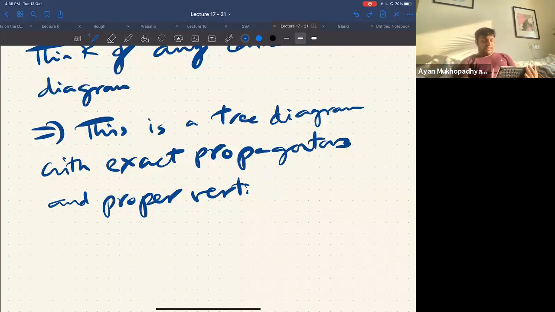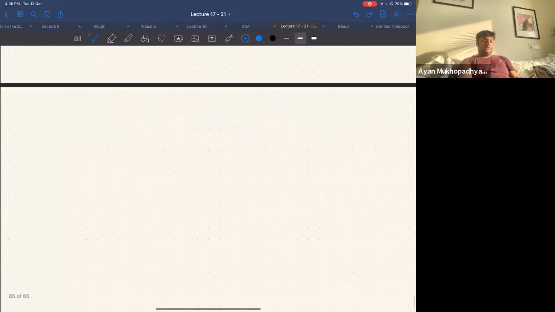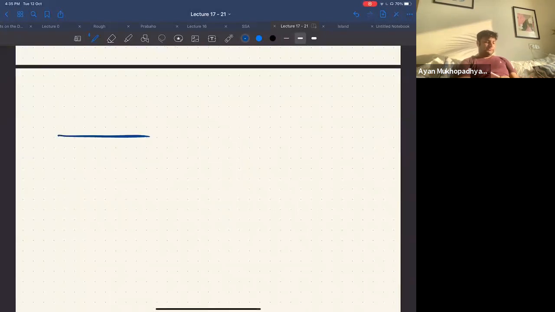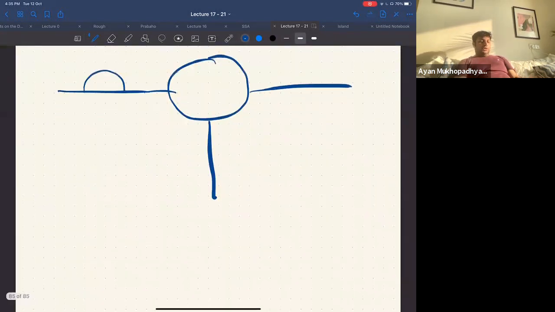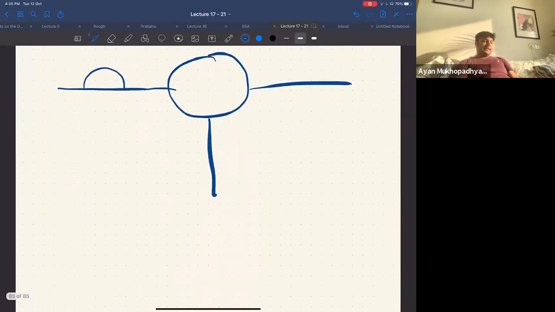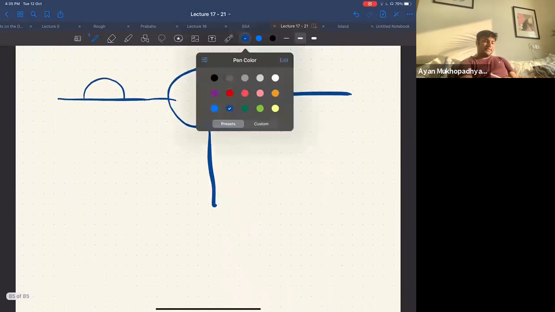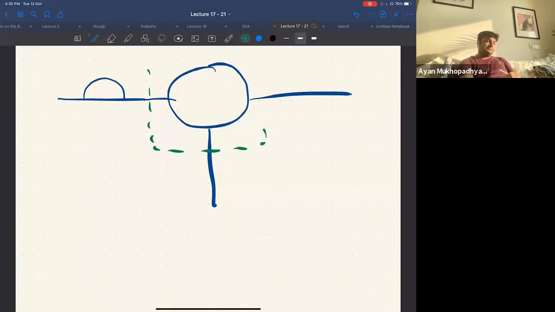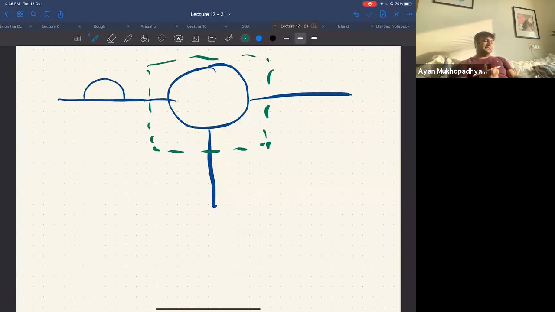Okay, so let me explain what I mean by exact propagator and proper vertices. Let's try to look at this diagram. All right, so now just think of this part of the diagram. I'll divide the diagram into some parts. Most of it actually is graph theory and also something that you might see in computer science. In fact, many areas of mathematics have very similar kinds of things. So you can think of this part of the diagram and then these legs. So what does it look like to you?